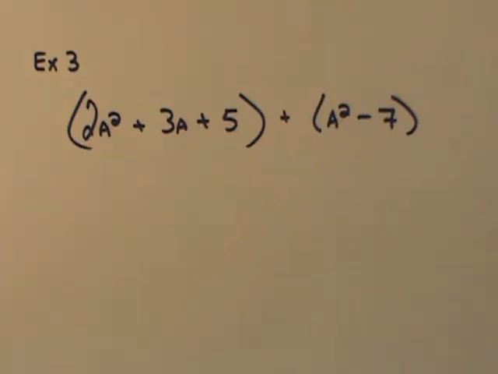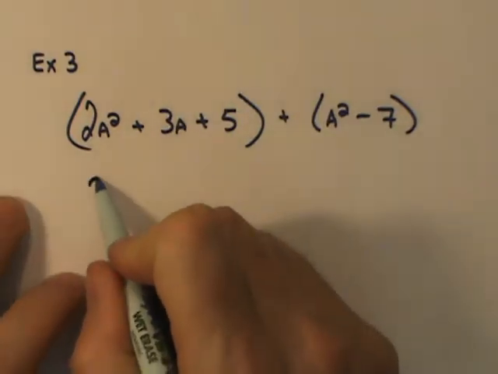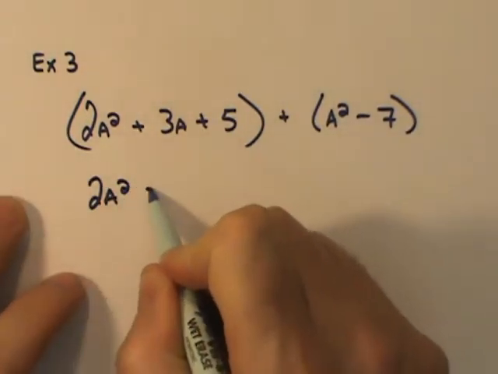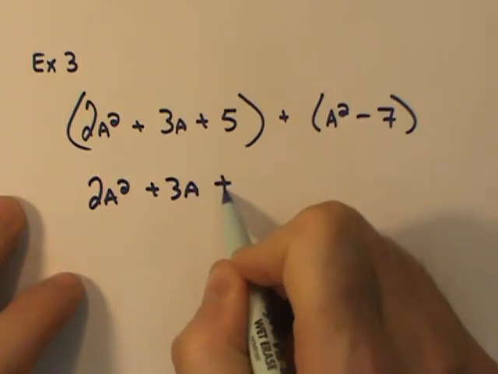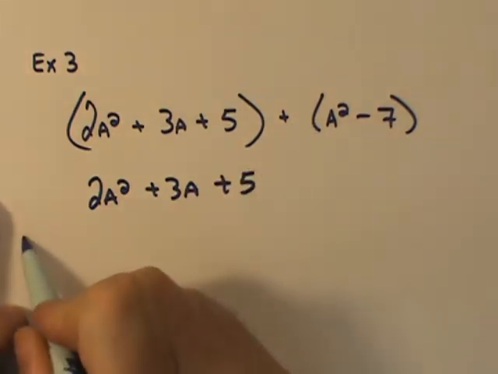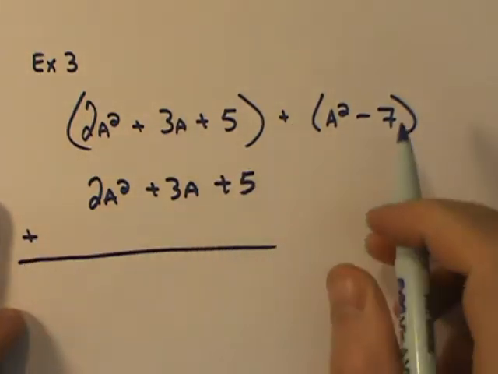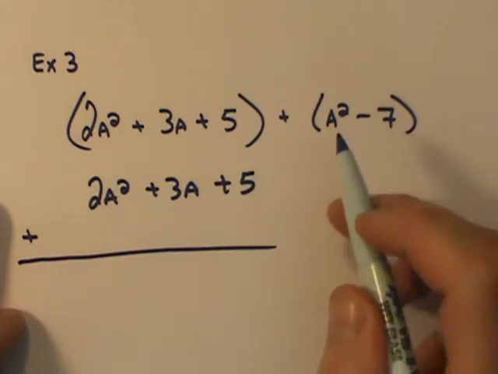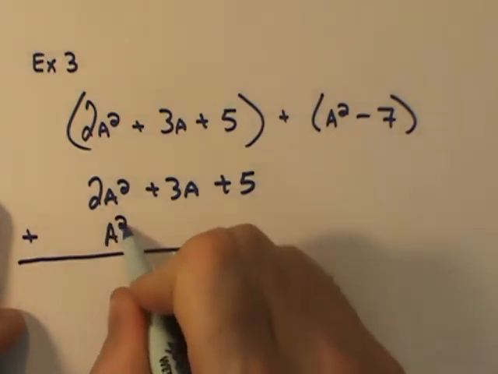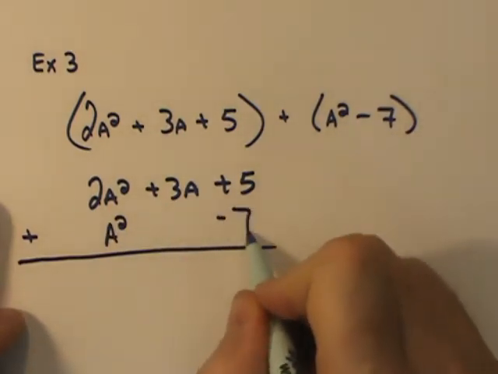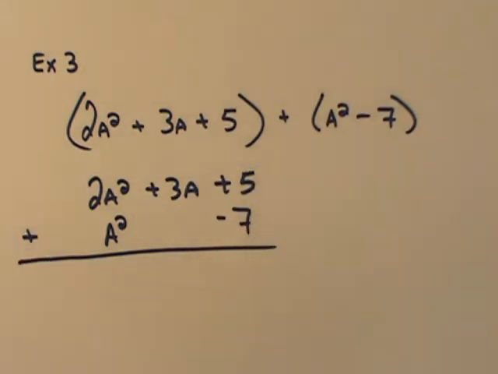Here's a fairly simple example. We have 2a squared plus 3a plus 5 plus a squared minus 7. You want to combine your like terms. And so I'll write this as 2a squared plus 3a plus 5. The operation is addition. I want to line up like terms. So I'll put an a squared right here and this minus 7 where I have just a constant there on the end.